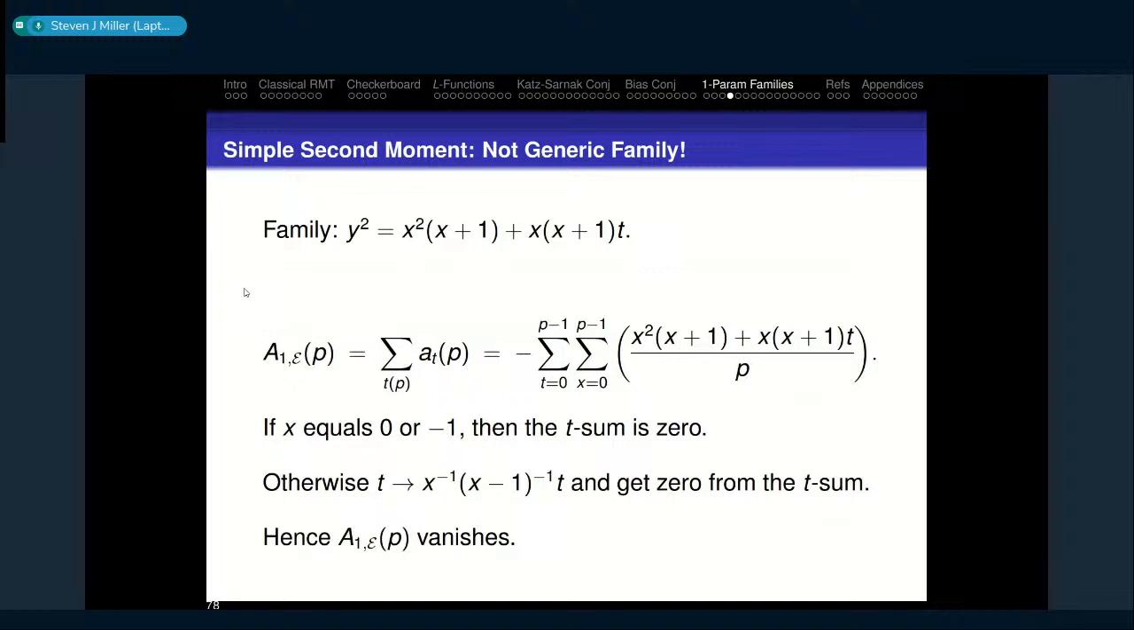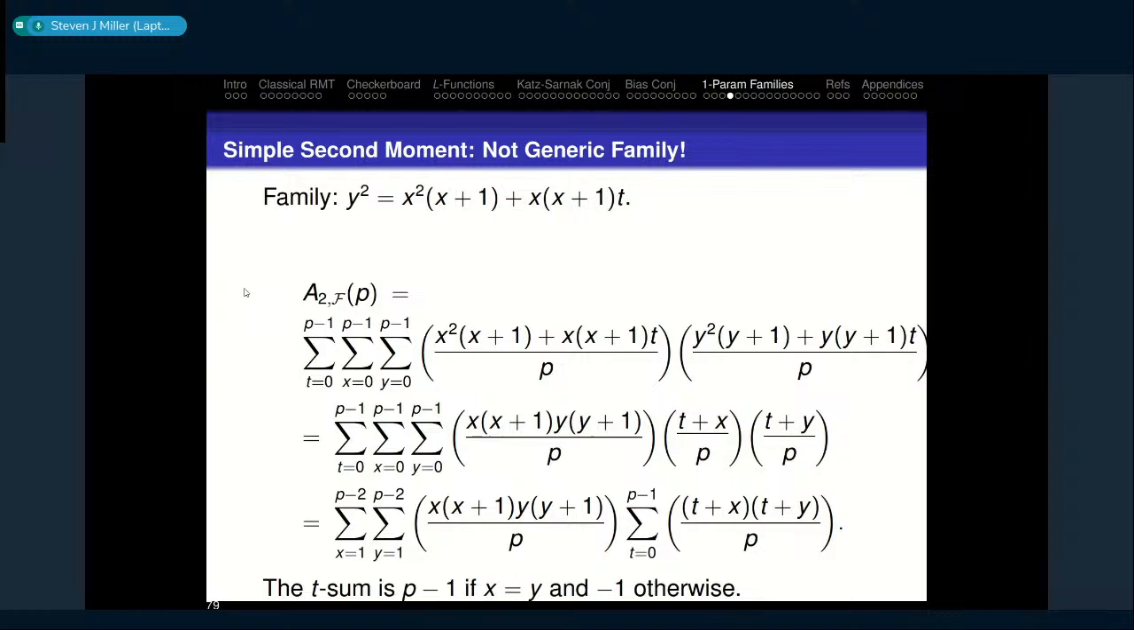So just to give you a feel for the calculations, if I give you the following family, if I want to calculate the first sum, the first moment, I have a double sum. I sum t mod p, I sum x mod p, and when I'm looking at this, if x is either equal to 0 or negative 1, then the t sum is 0 because the coefficient of t vanishes, and the other term is just 0. Otherwise, I can just change variables and send t to x inverse times (x minus 1) inverse times t, and then I have a linear Legendre sum, and that sum is going to vanish. So this is how you do the first moment sum.